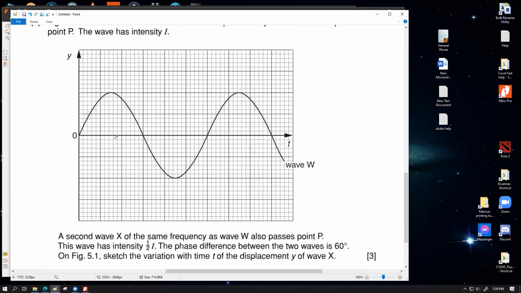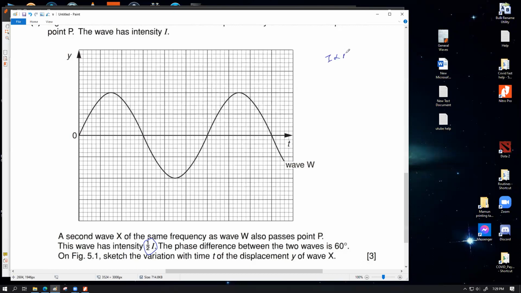So 10 divisions. I can see 10 divisions, but you should be able to see 10 divisions as well. Yes, sir. Okay, so the amplitude for this wave is 10 divisions. The second wave is going to have an intensity of half I. So we have to first calculate what should be the amplitude of that wave. So have a look at this one.